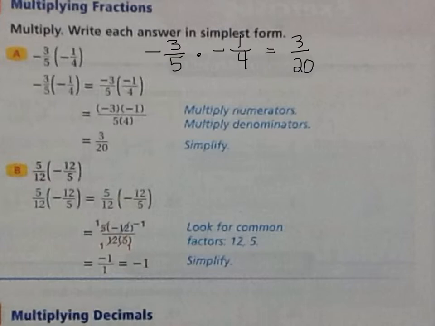All right, the next one, 5/12 times a negative 12/5. Cross simplify before you multiply. 5 and 5 share 5. So I'm going to go 5 divided by 5, 1. 5 divided by 5, 1. Make sure you put one clear line through your number so you don't use 15. It's 12, negative 12 and 12.